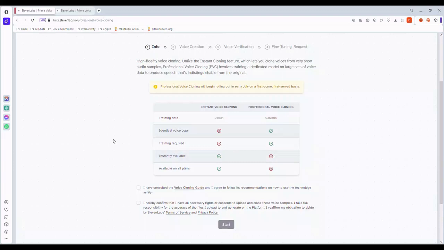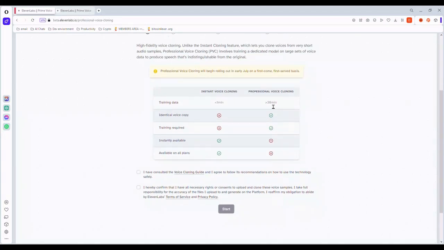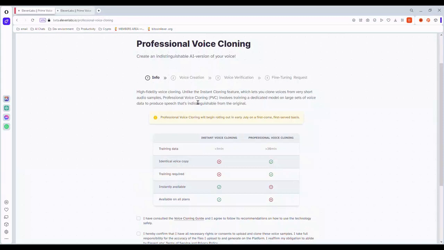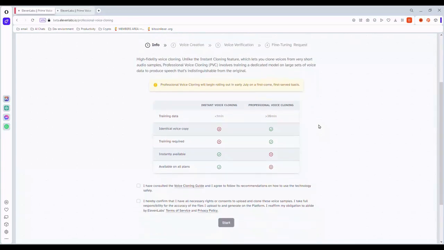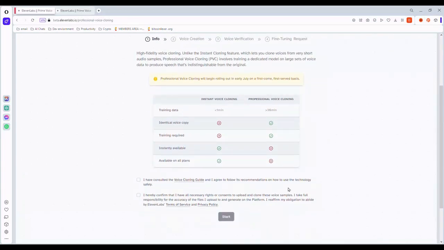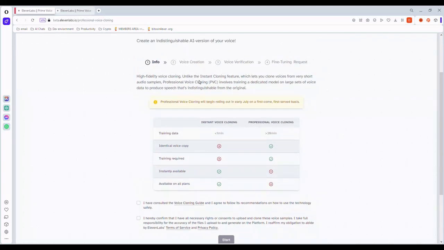But the thing is that when I set up this account, I didn't know about the actual professional voice cloning, which is a completely different process, this is fine tuning with your voice. So according to them, this is coming out very, very soon in July. I believe I read this. This is gonna start coming out in July. Yeah, here. Rolling out in early July on a first come, first served basis.